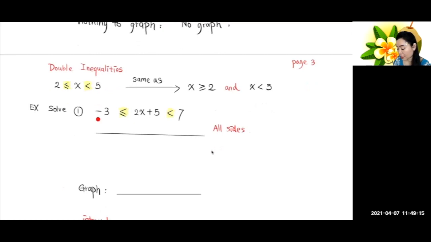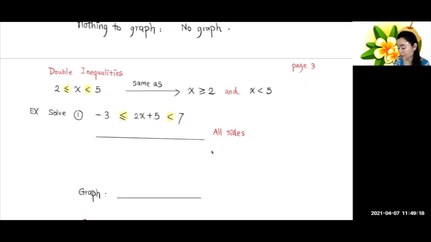To solve this type of double inequality, usually we want to write it in a way from small to big. This is the smallest, this is in the middle, that's the biggest, okay? So this is one double inequality. How do we solve it? Just like solving an equation, we will try to isolate this x. So we subtract 5 on all sides. And now we got -8. Well, when you're subtracting or adding, the inequality sign is not going to switch.